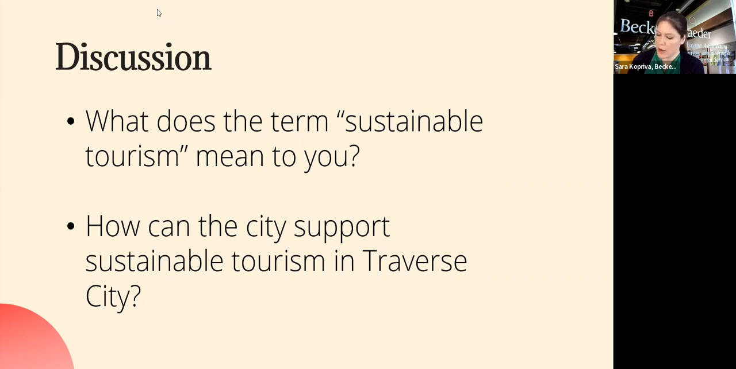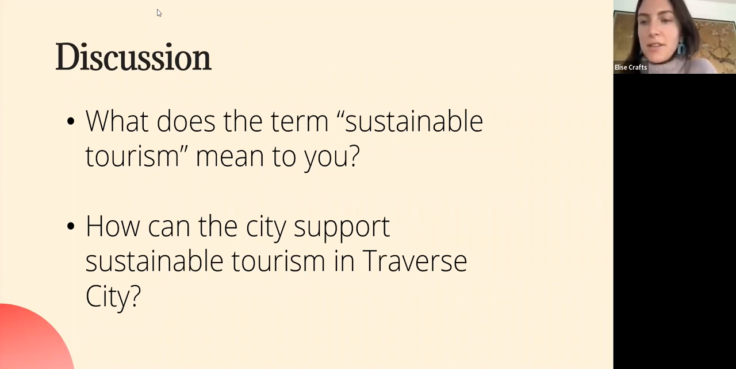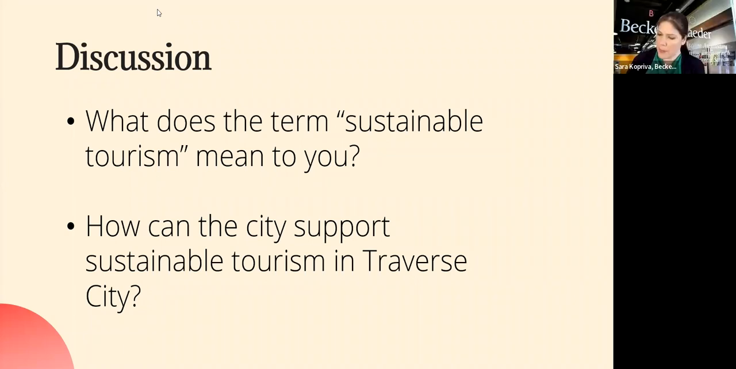And respecting the environment while allowing visitors and residents to coexist together. So, do you want to go one by one or do all of them? Go ahead and do the next two. How can the city support? How can the city support Traverse City?